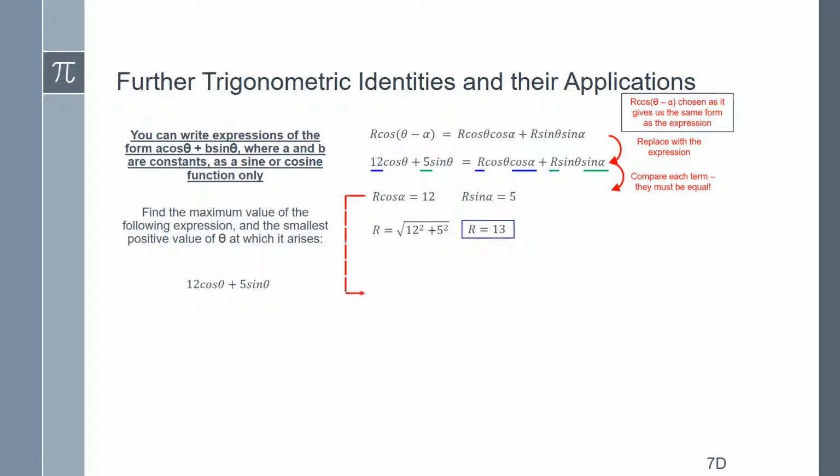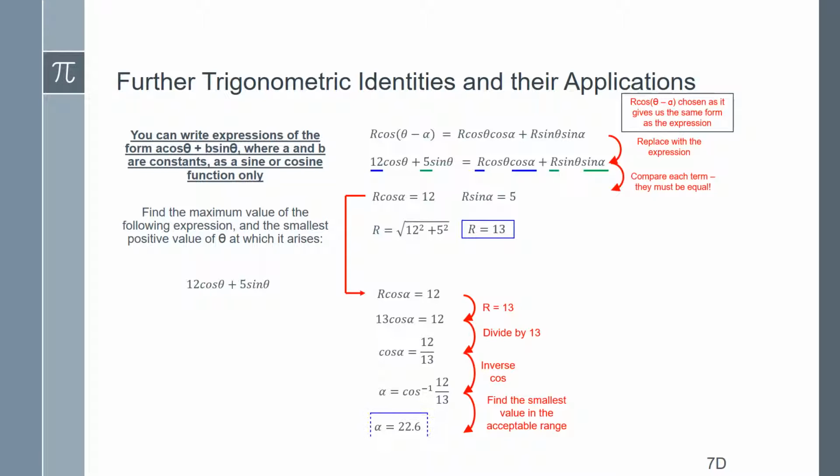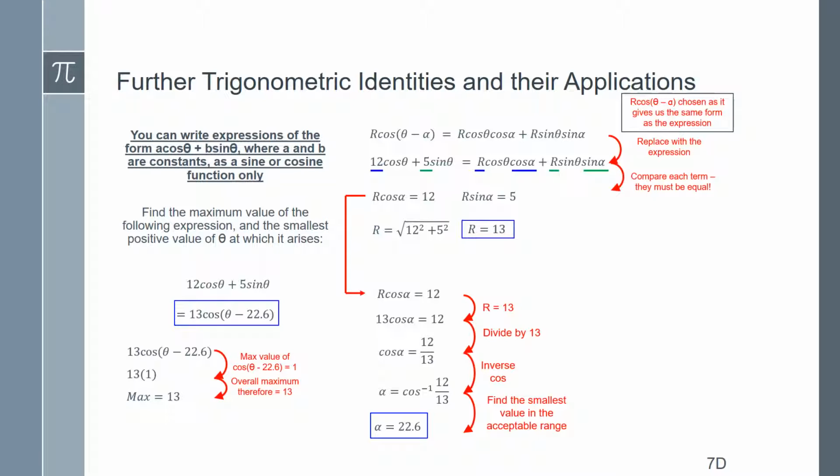Pythagoras to find the length r, 13. Solve the corresponding simple equation that cos alpha is 12 over 13. Get the answer between 0 and 90, which is going to be 22.6. So now we can rewrite it as 13 cos (theta minus 22.6). So the max value of cos (theta minus 22.6) is equal to 1. So 13 times 1 is obviously 13. That's the maximum value, because it's a vertical stretch of scale factor 13.